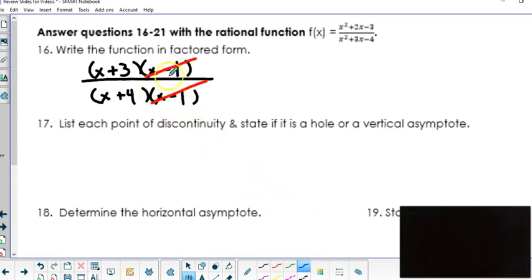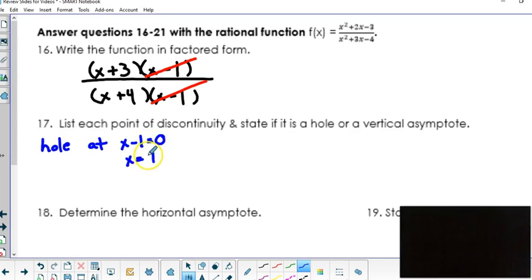First thing we look for is holes by looking at our common factors that cancel out. So we do in fact have a hole because we have a factor that canceled out. And that hole is going to be at, take this value, set it equal to 0. x minus 1 equals 0, so that gives us x equals 1. Very good, except that a hole has a very specific point. It is a coordinate. It has an x value and it has a y value.